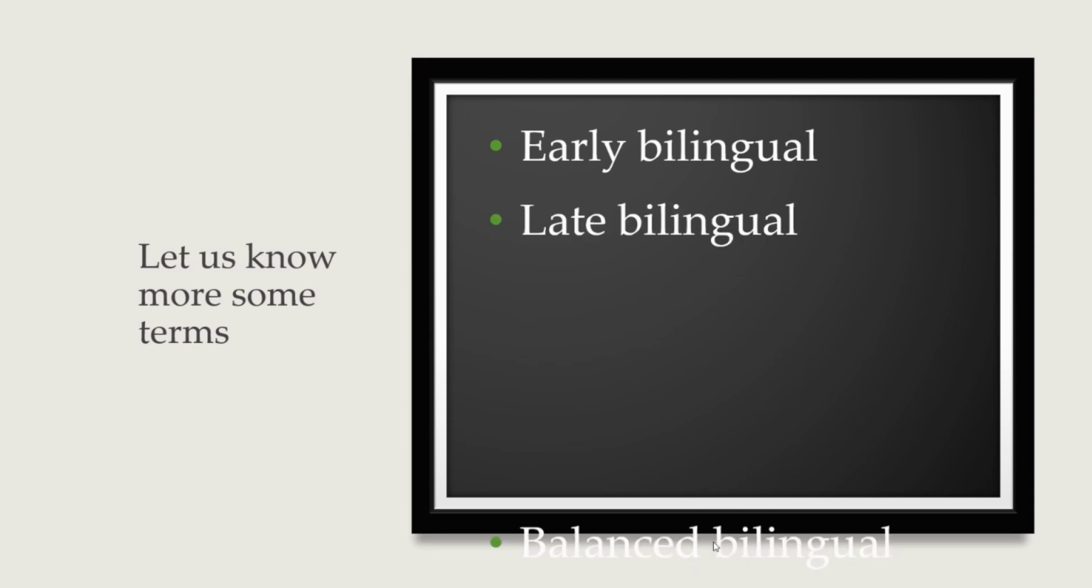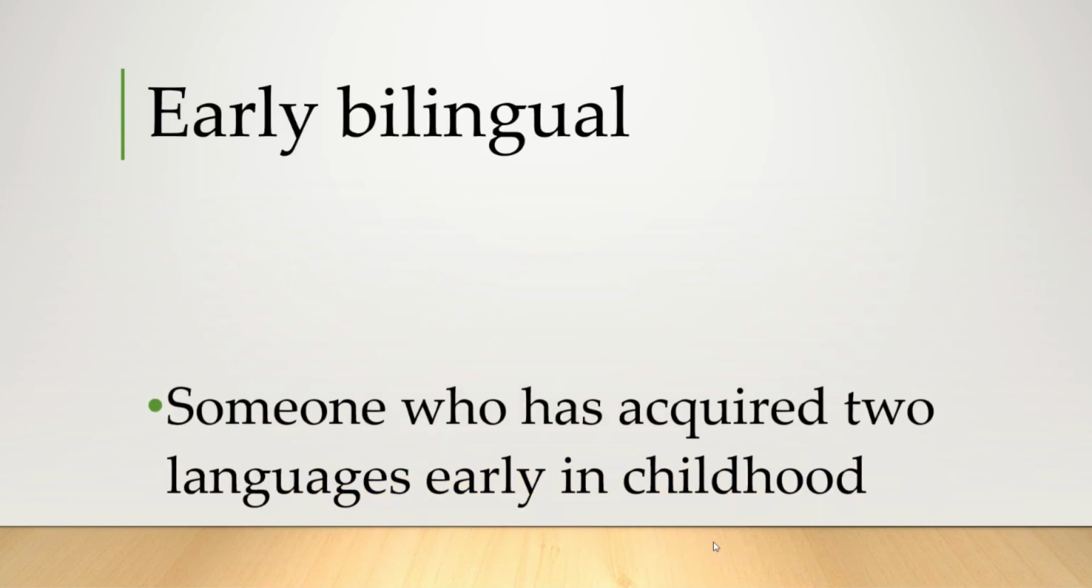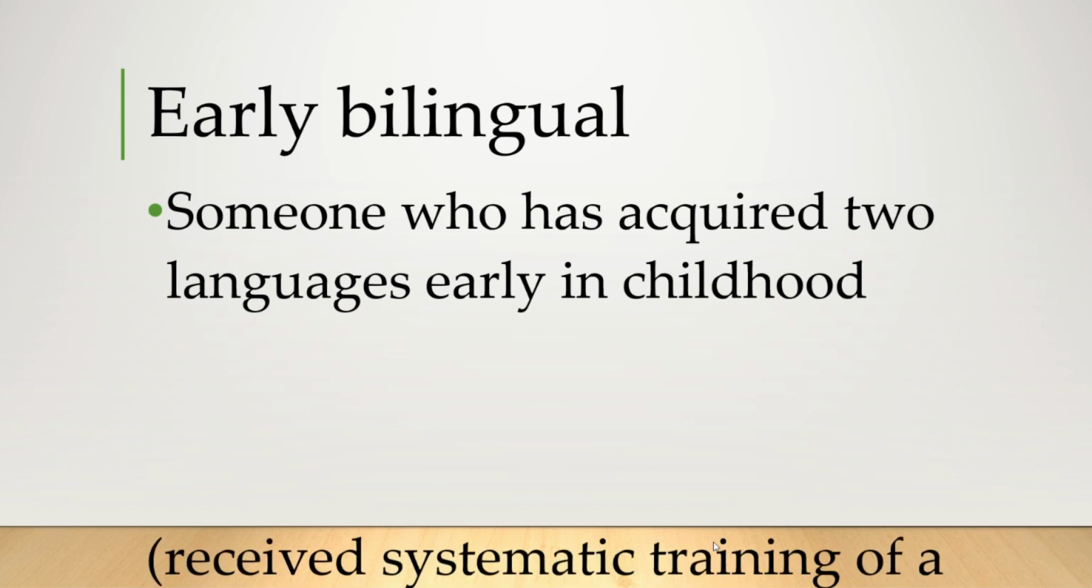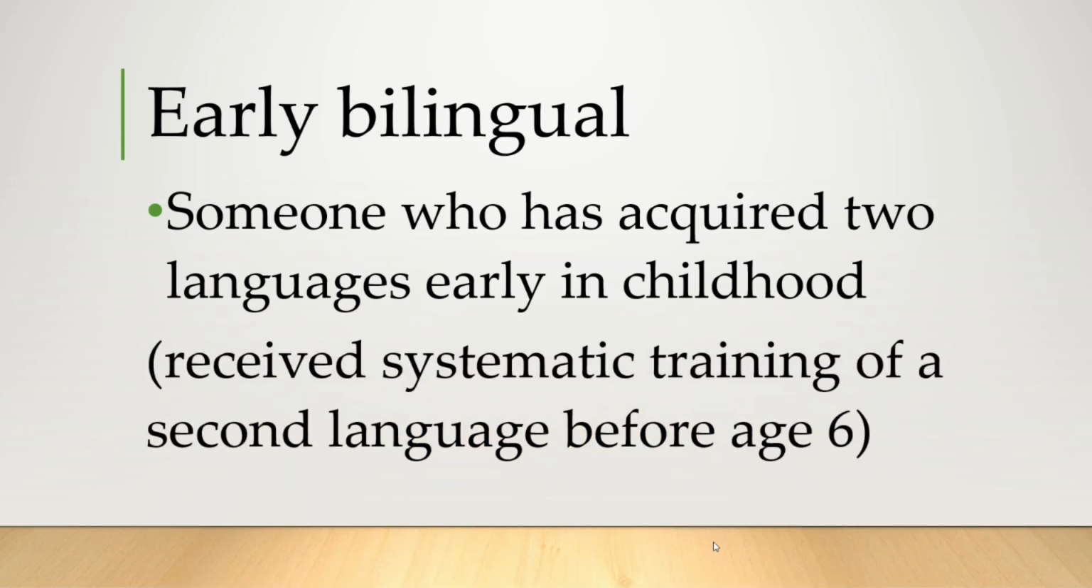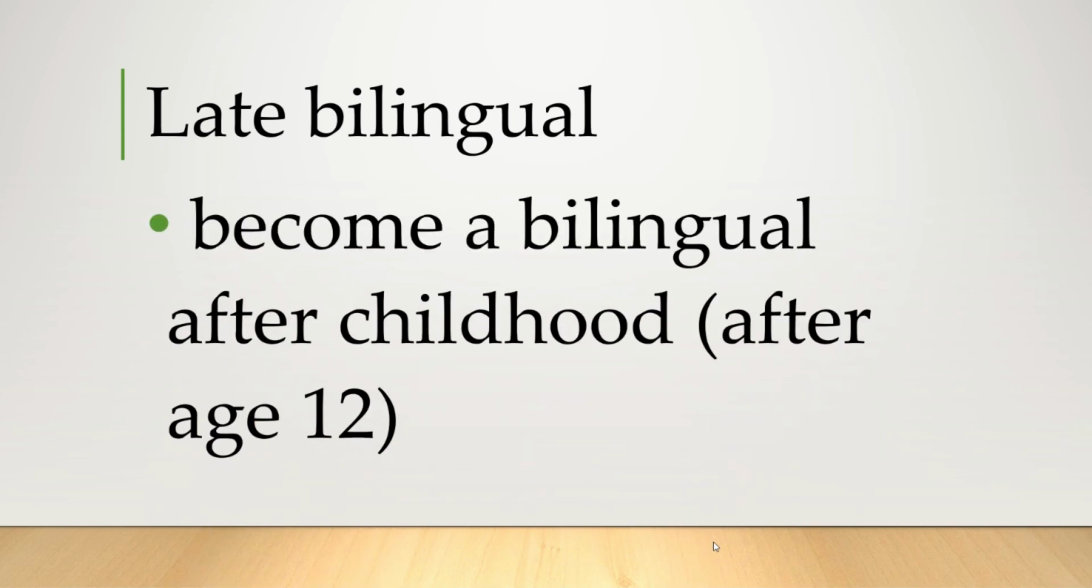Let us know more of these terms: early bilingual, late bilingual, balanced bilingual, dominant bilingual, and semilingual. We have early bilingual, someone who has acquired two languages early in childhood, received systematic training of a second language before age 6. We have late bilingual, someone who becomes bilingual after childhood, after age 12.